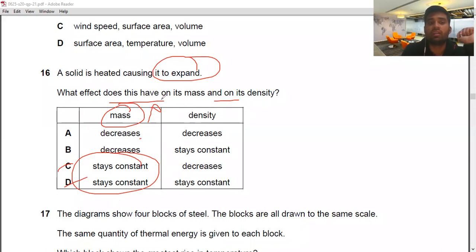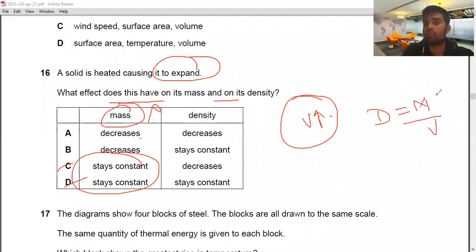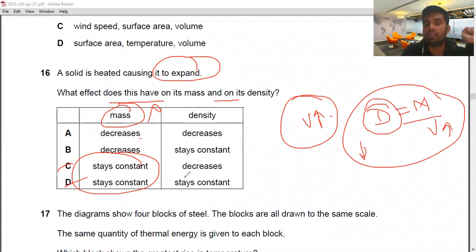Now we have to see, since it's being heated, we know that if the solid is being heated, the volume of that substance will increase. And we know the formula for density is what? Mass upon volume. If volume is increasing, that means density will automatically decrease. So it is the C option. We go to the next one.